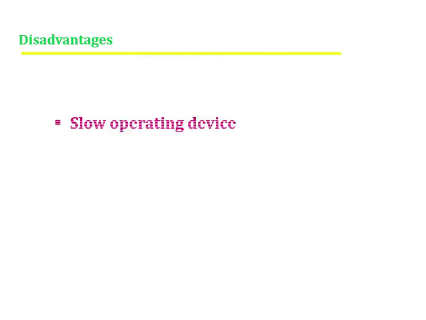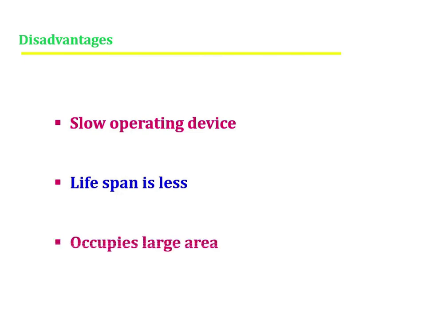Now we will list the disadvantages of LCD. LCDs are very slow operating devices. To turn on, it takes a few milliseconds. From turn on to turn off, it takes around 10 milliseconds. The second disadvantage being their lifespan is going to be very small. The third disadvantage is that it occupies a large area.